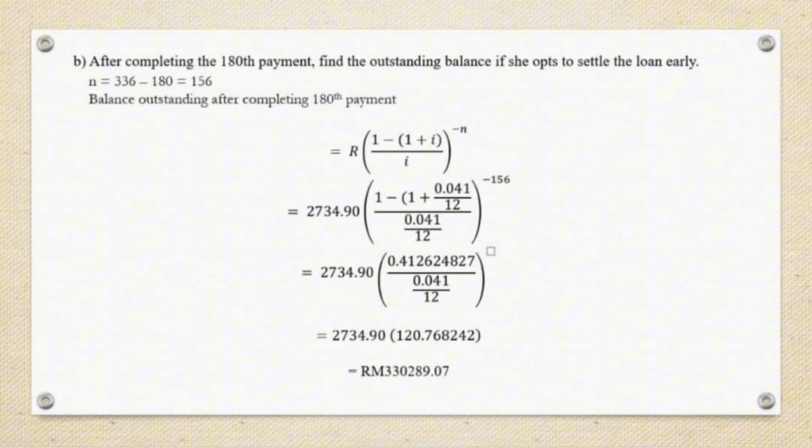2,734.90 times with, now it is safer to press the above calculation first on the calculator before pressing all the calculations. This is to avoid getting the wrong answer, which equals to 2,734.90 times with 120.768242. So the answer will be 330,289 ringgit 7 cents. That is the amount of the balance outstanding after completing the 180th payment.